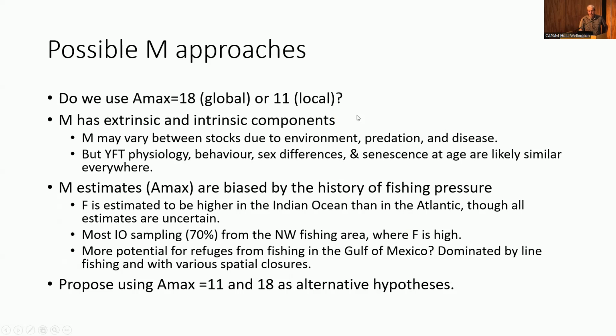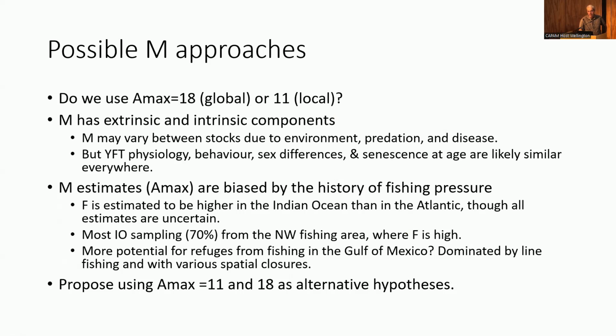Natural mortality does have extrinsic and intrinsic components. It can vary between stocks due to environment, predation, and disease, but yellowfin tuna physiology, behaviour, sex differences, and senescence at age are likely very similar everywhere. We also know that the degree of sampling and the amount of fishing pressure on the areas that we're sampling varies a lot between stocks.